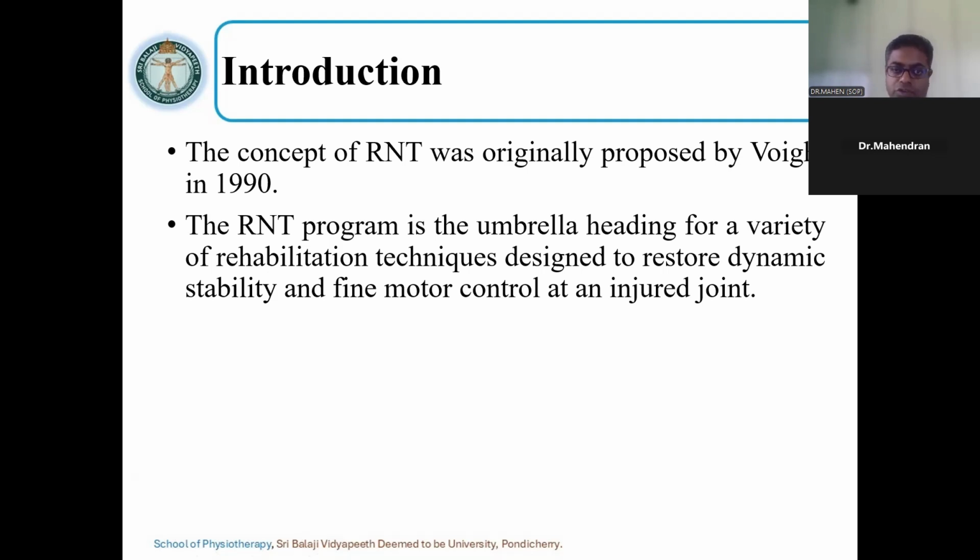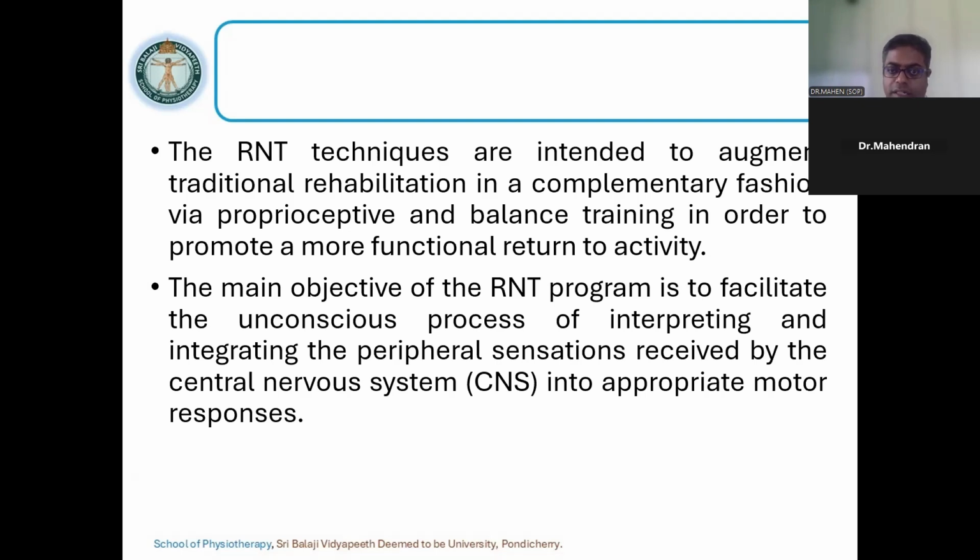Normally, after joint injuries, these two variables cannot be restored properly. So RNT extends help to restore the dynamic stability as well as fine motor control. RNT techniques are intended to augment traditional rehabilitation in a complementary fashion via proprioceptive and balance training in order to promote functional return to activity.